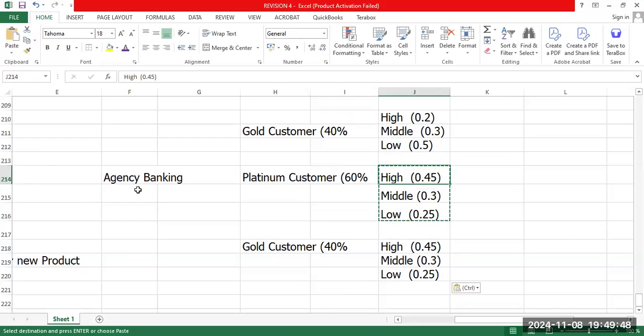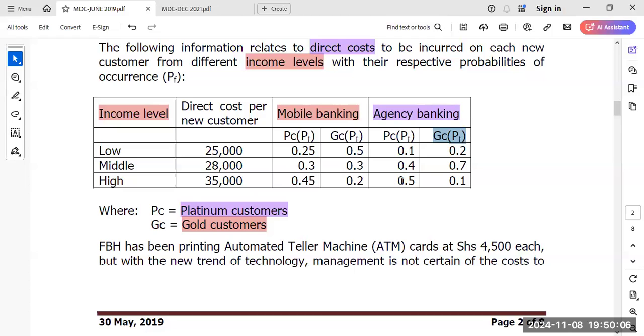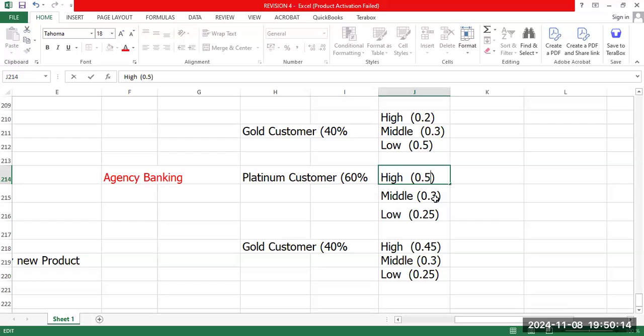Now, what is the probability of finding? We are handling agency banking. The probability that it is high for platinum is 0.5. Perfect. Then middle, 0.4. Then low, 0.1.